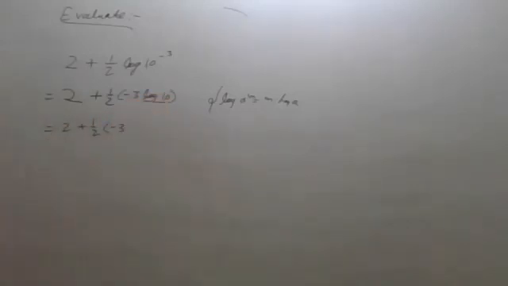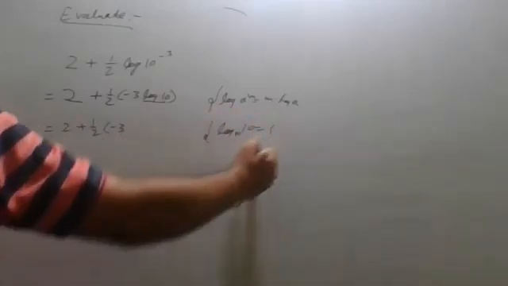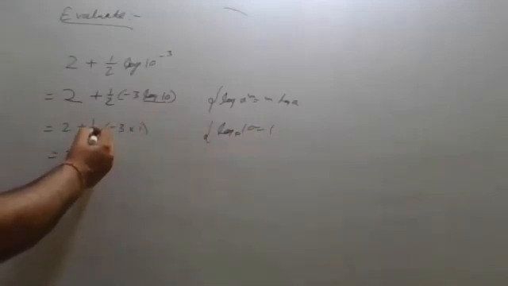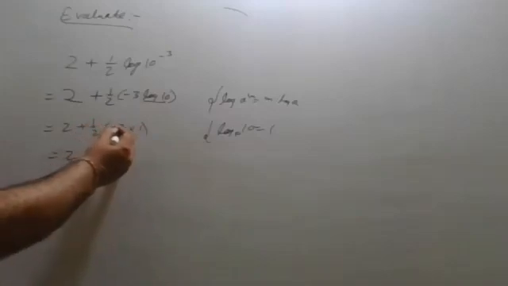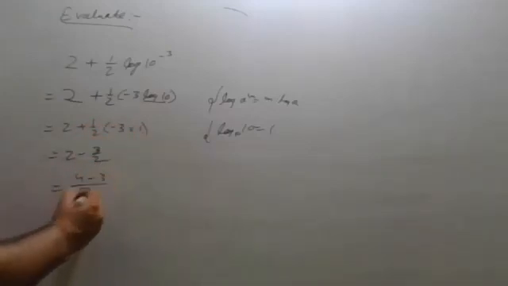Or you don't know the value of log 10? When there is no base given, it means that it has base 10. So it is 3 into 1. So 2, and multiply the numerators. 1 times 3 is 3. So it is minus 3, denominator is 2. Then 2 to the 4 minus 3. So the answer is 1 by 2. Is that clear to everyone?